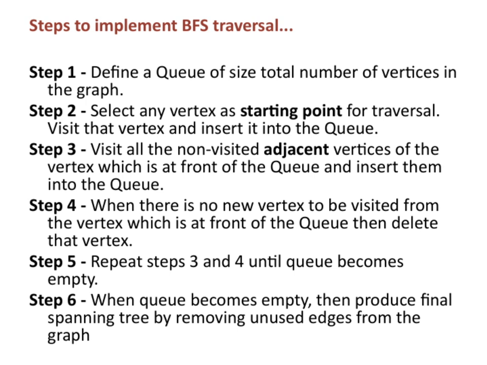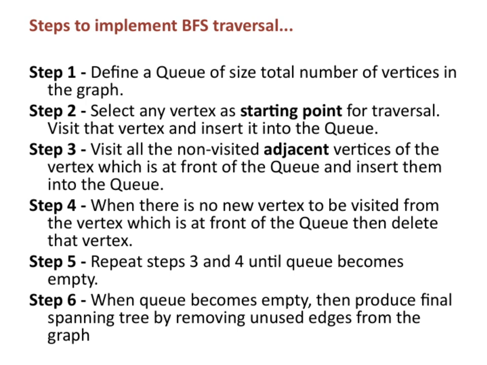Then, we look at the vertex at the front of the queue. We visit all of its adjacent vertices that haven't been visited yet and insert these new vertices into the queue. This ensures that we're exploring all reachable nodes systematically. Once we've visited all the non-visited adjacent vertices of the current front vertex, and there are no new vertices to visit from it, we remove that vertex from the queue. This step helps us move on to the next set of vertices.